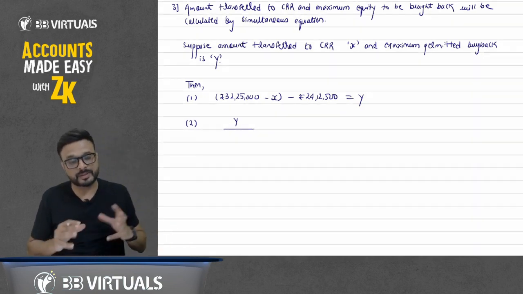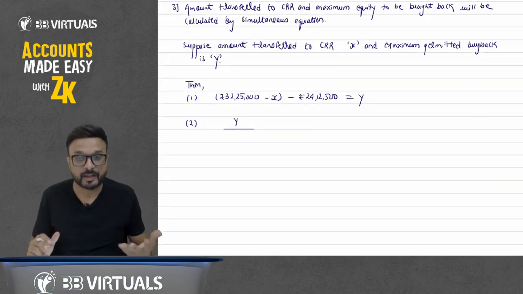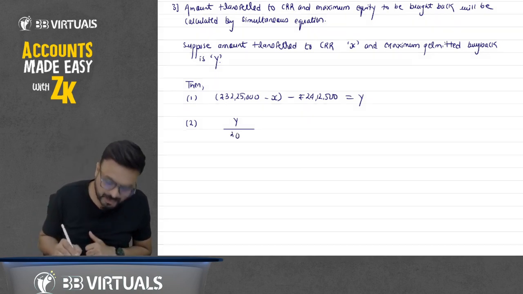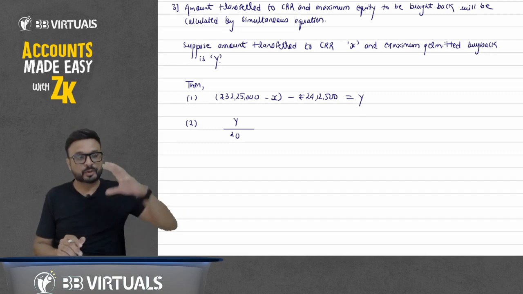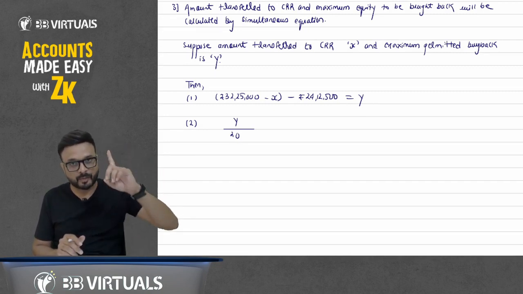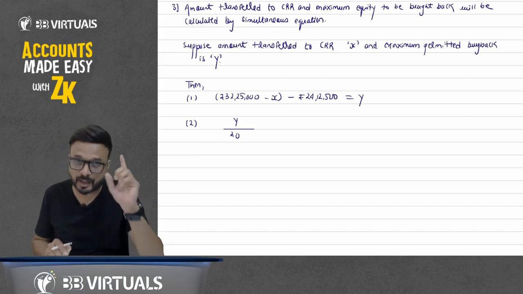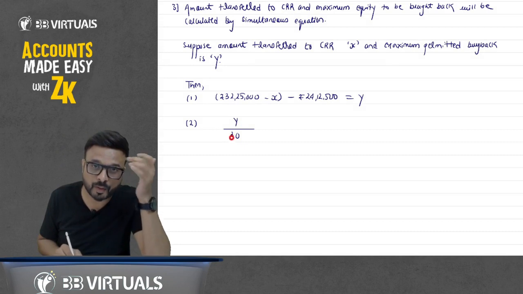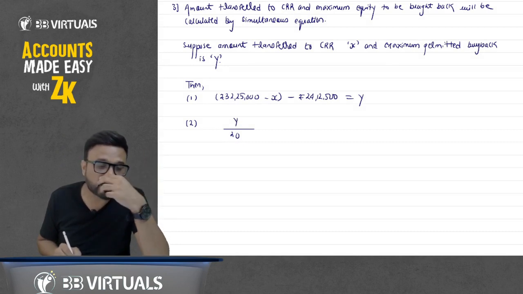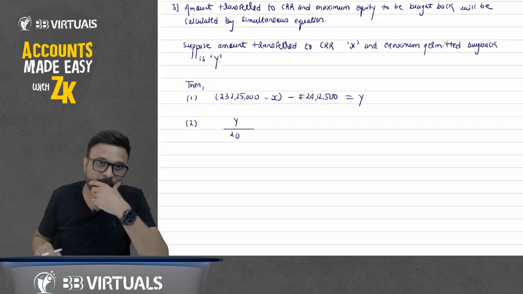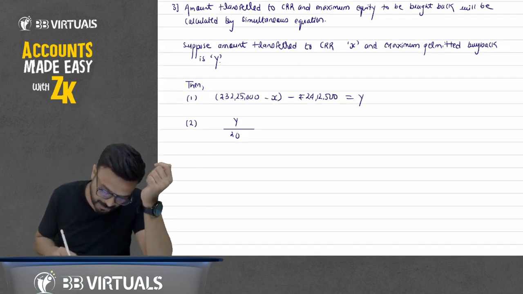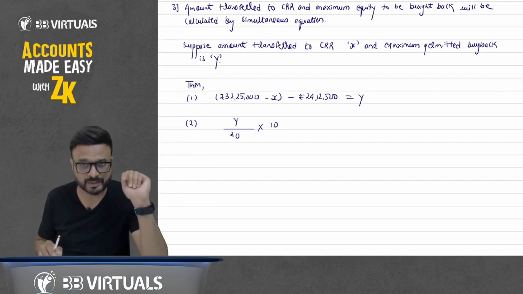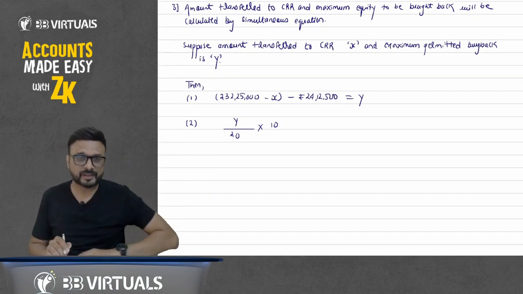The amount available for the purpose of buyback is Y, divided by 20. 20 is the buyback price. So the total amount available divided by the amount we are paying per share gives the number of shares we are buying back: Y divided by 20. And if I multiply by 10, that is the face value. We have already discussed this in a previous question.